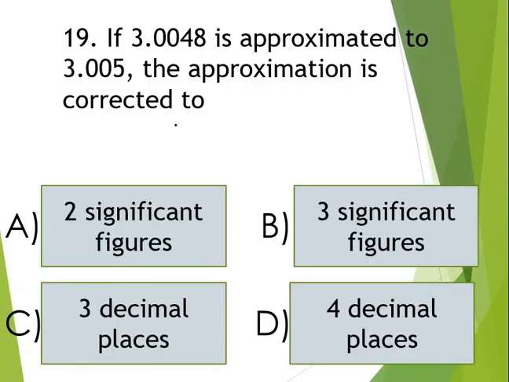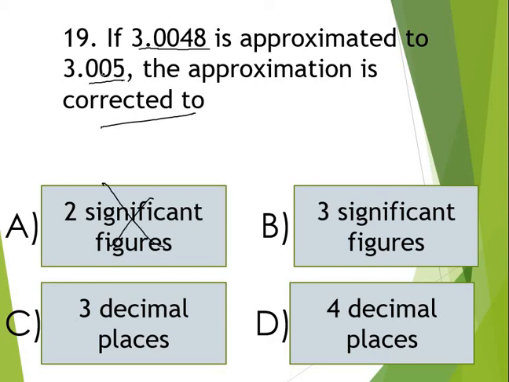Looking at this, 3.0048 is approximately 3.005. In this case, did we use decimal places or significant figures to move from here to here? Well, let's see the options they gave us, because we can round to significant figures or decimal places, depending on the options they gave us. All right, 2 significant figures. Well, this is definitely not 2 significant figures.